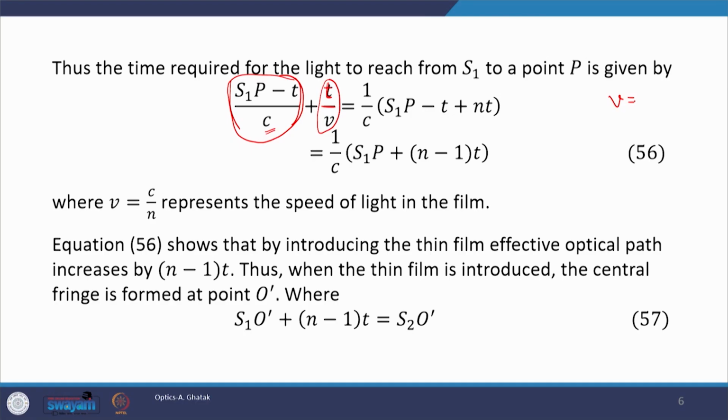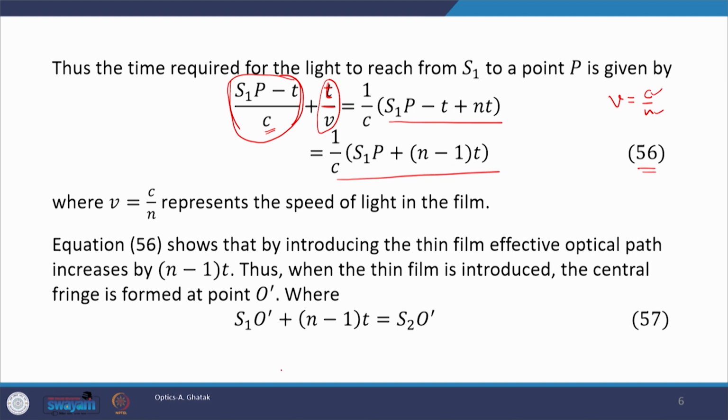Now, we know V is equal to C by n. We will substitute V by C by n, where C is the speed of light in air or vacuum and n is the index of refraction of the film. Then we can take 1 by C out of the bracket, and this is what we are left with. Equation number 56 gives the expression for the time which a ray takes in traversing the distance S1P.